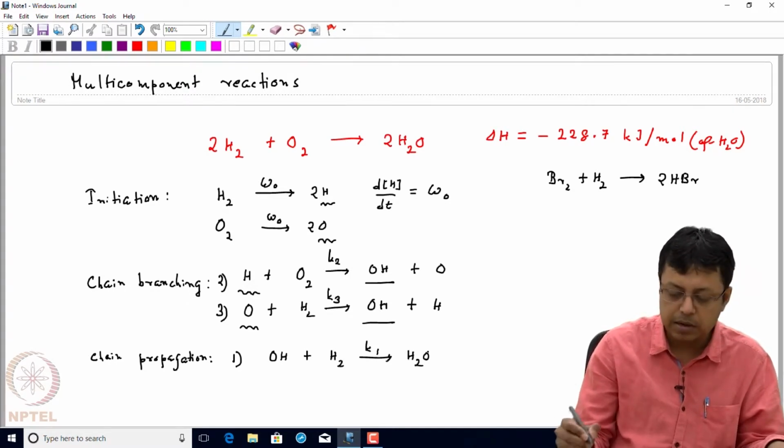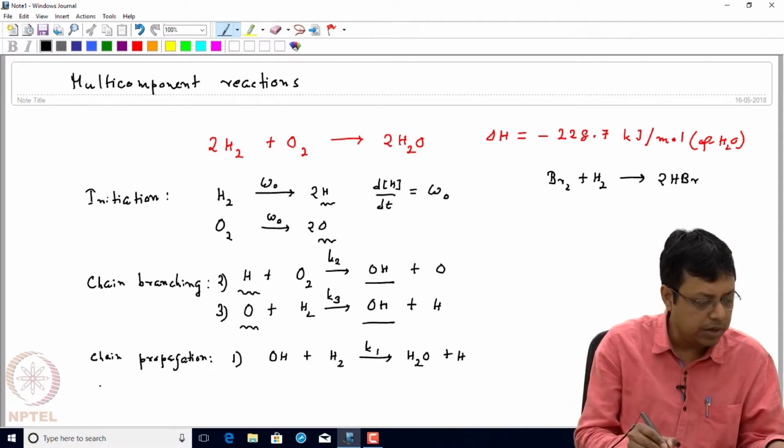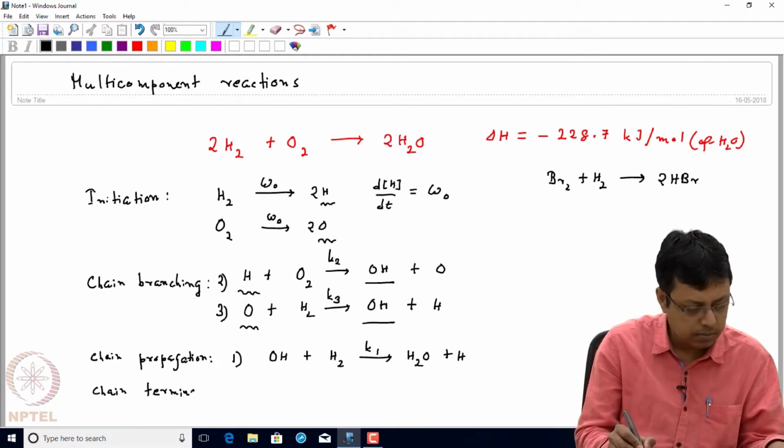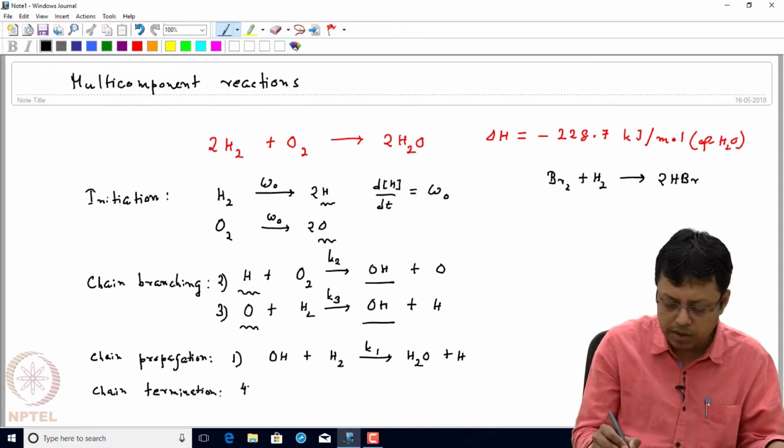and again this 1-2 notation is very arbitrary, to produce water plus H. And of course you have some termination, so chain termination, and we have 2 reactions.